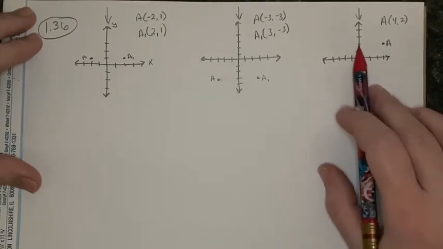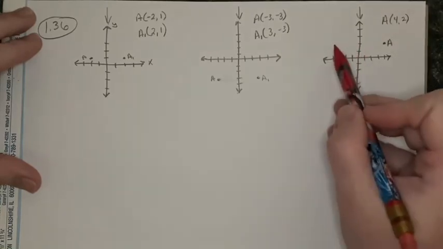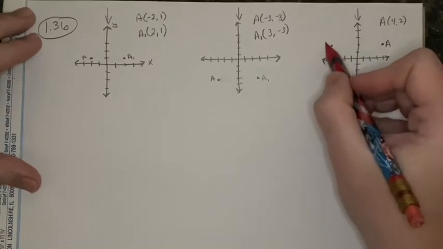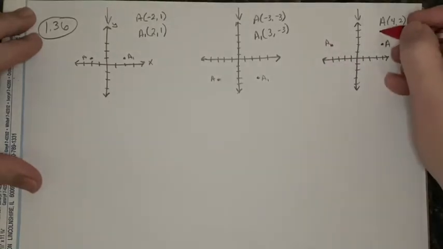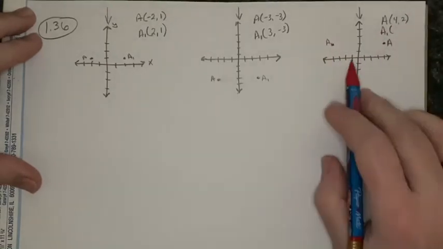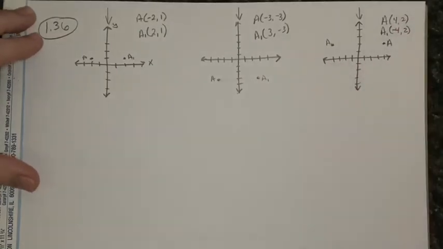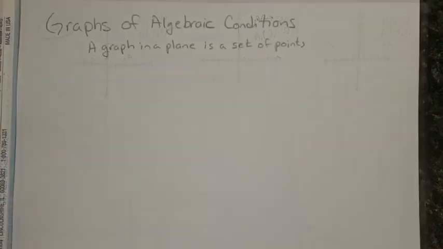So if we stay at y = 2 and we go 4 spaces in the opposite direction, this time negative, it will give us our partner point, or A sub 1. So that A sub 1 is at (-4, 2).